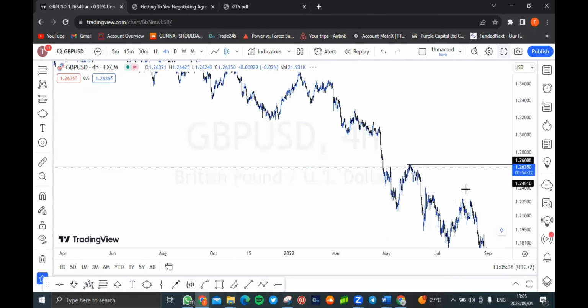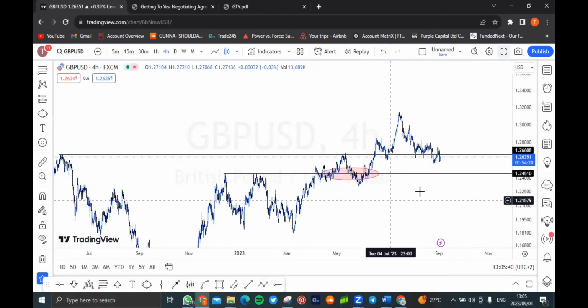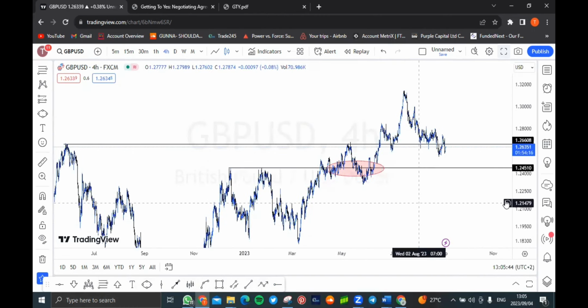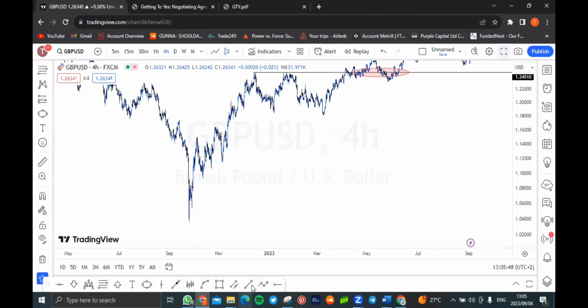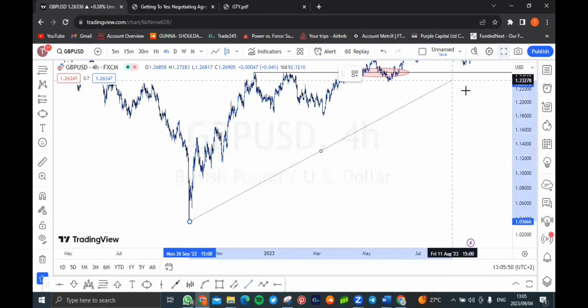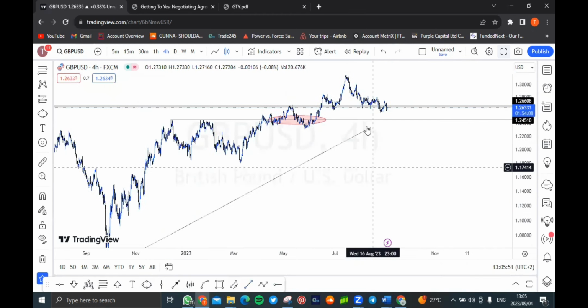I know I'm only starting on the 4 hour, but this is a quick one, right? This is supposed to be a quick one. What else do we have? Let's connect the lows and see.